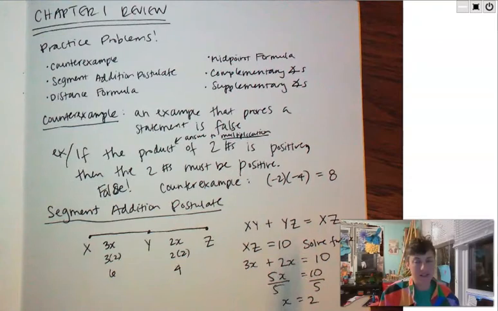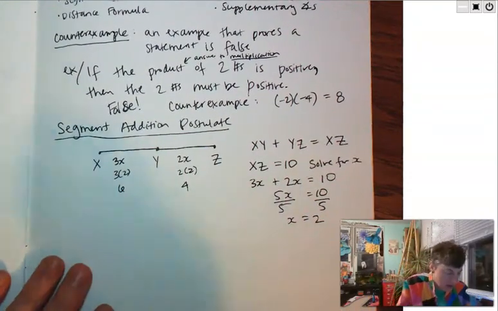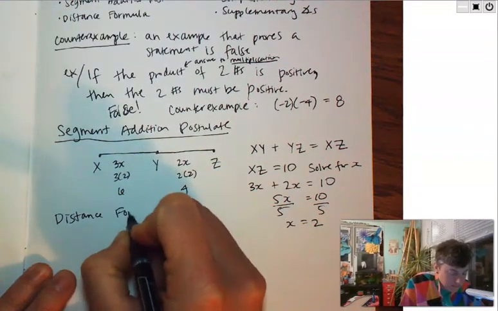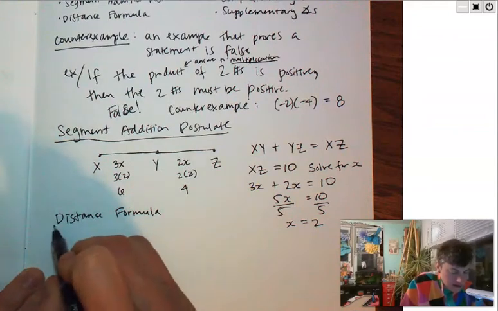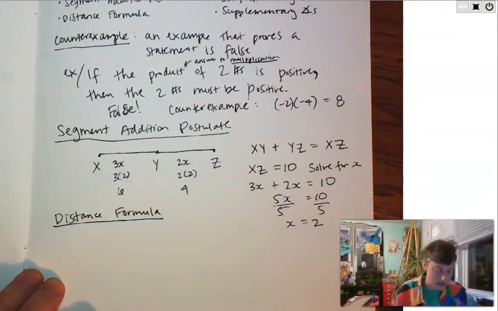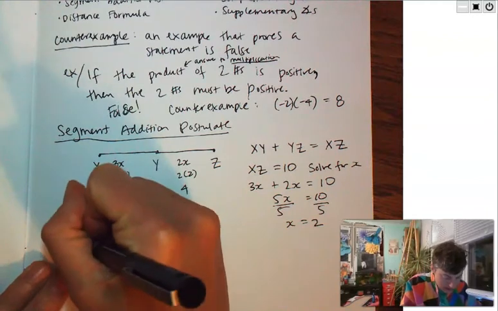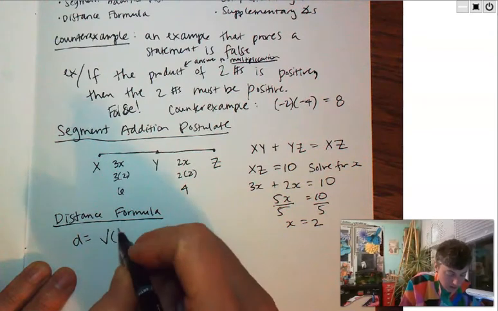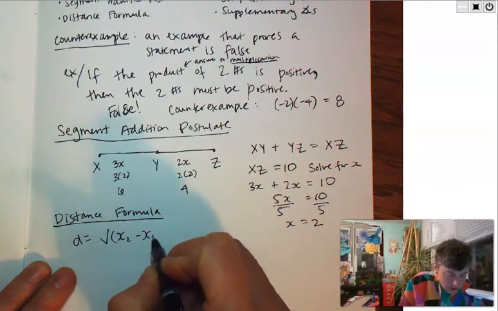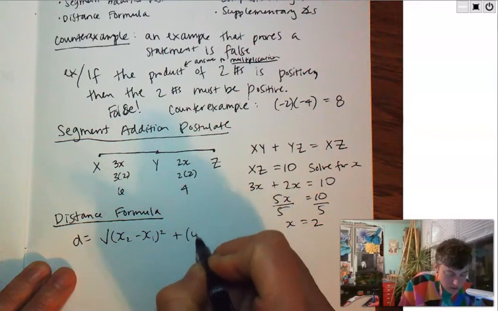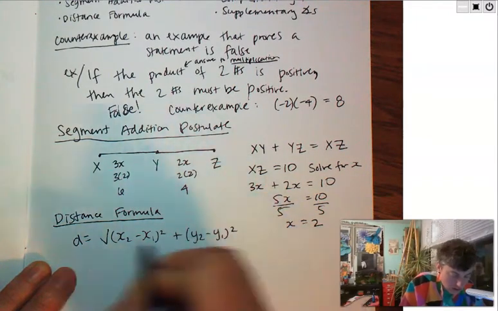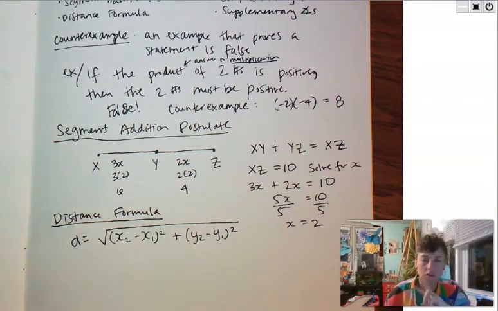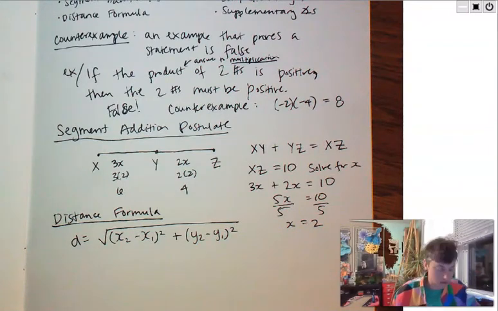Let's do some distance formula. The distance formula lets us find the distance between 2 points in the coordinate plane. That distance formula is the square root of x2 minus x1 squared plus y2 minus y1 squared, and then square root that whole thing. So all you need are 2 points, and we can find the distance between those 2 points.